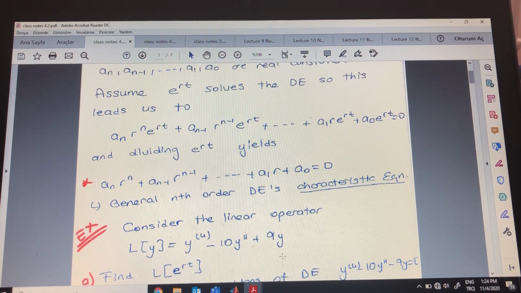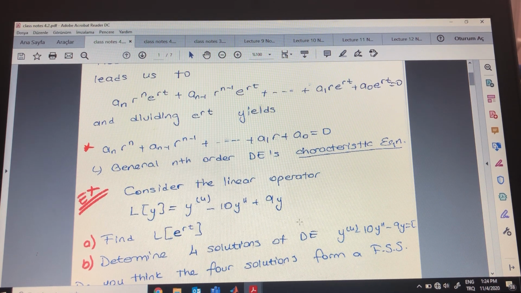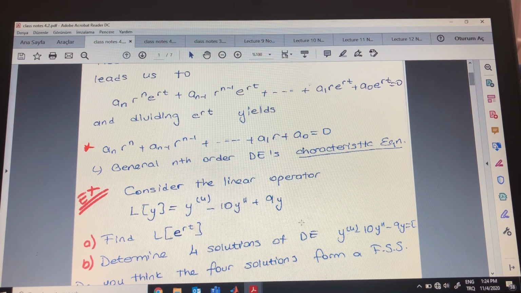Once you find the roots, other than that, it's parallel to what we have done for the second order one. If we have distinct roots, we will write them distinctly as the power of an exponential. If we have repeated ones, then the second one is going to be t times e to the rt. And if we have complex conjugate ones, we have e to the alpha t times cosine beta t, and e to the alpha t times sine beta t. You know it from the last class.